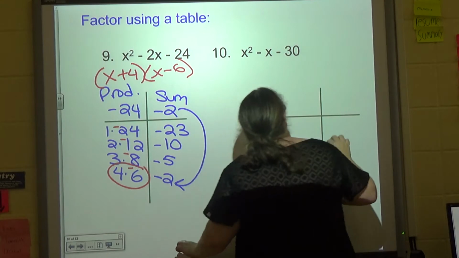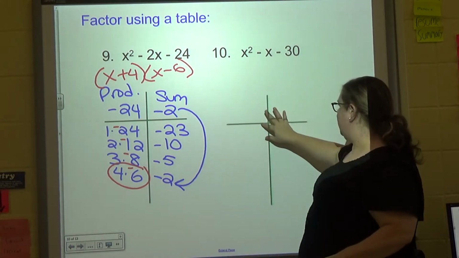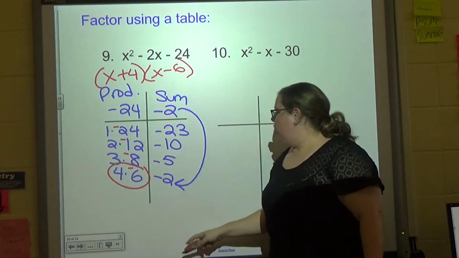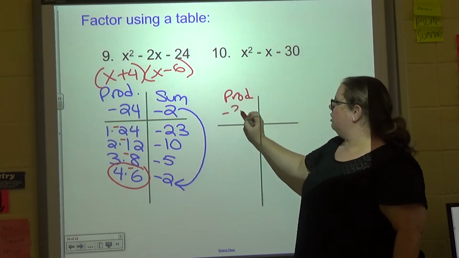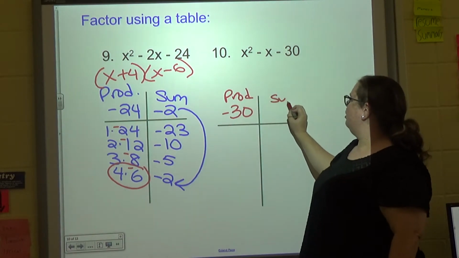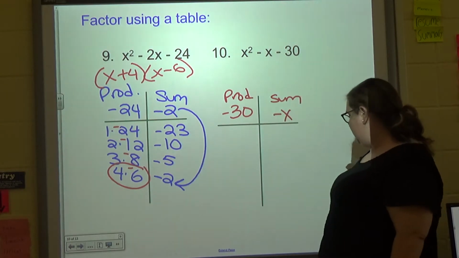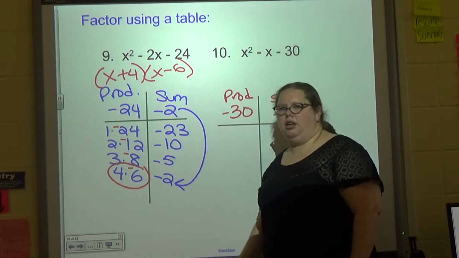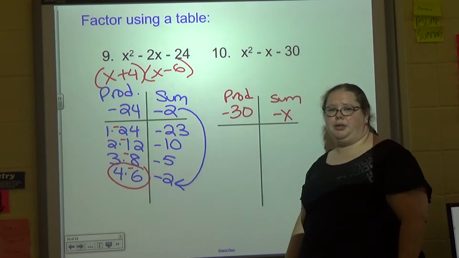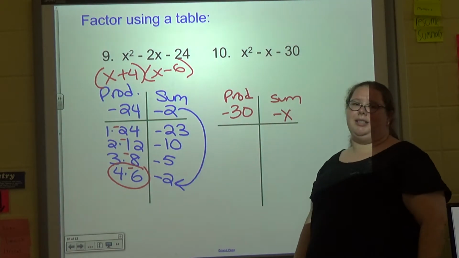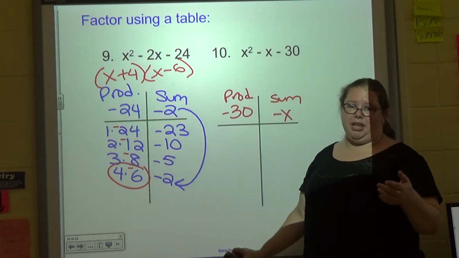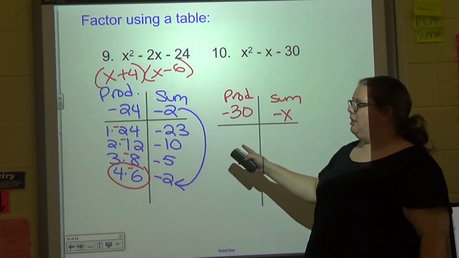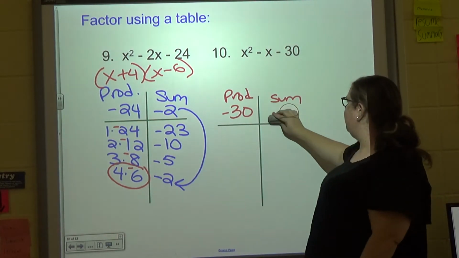This next one tends to throw kids off when they first see it. Our product is simple, negative 30. What's the sum? I see this a lot. Kids tell me, oh, it's negative x. How are two numbers adding to an x? Is 5 plus 6 equal x? While that could be a math term, this is stuff that a younger student should understand.